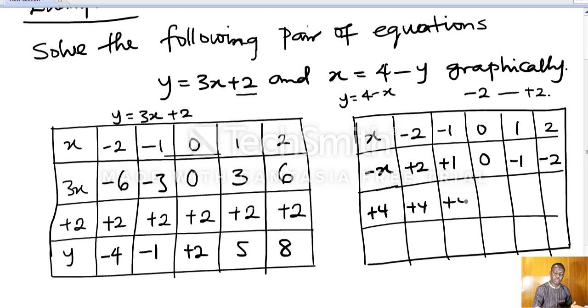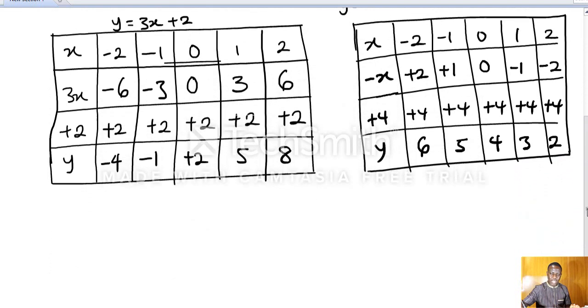So 4 is a constant value for every term, while y is the sum of minus x plus 4. So this becomes 6, as 2 plus 4 will return 6, 1 plus 4 is 5, 0 plus 4 is 4, -1 plus 4 is 3, and -2 plus 4 is 2. Now I have gotten my values for both x and y for the two equations.